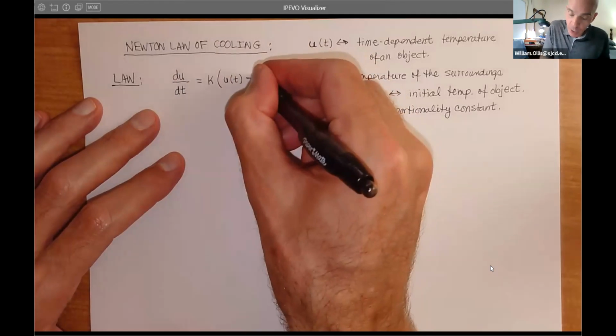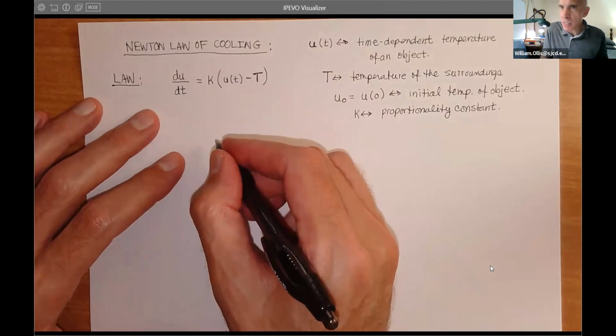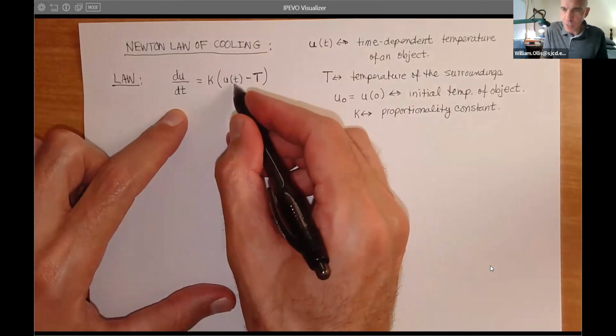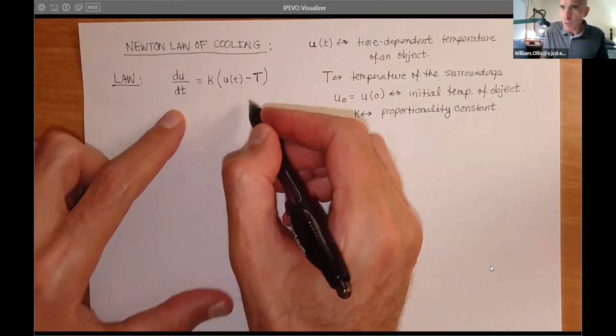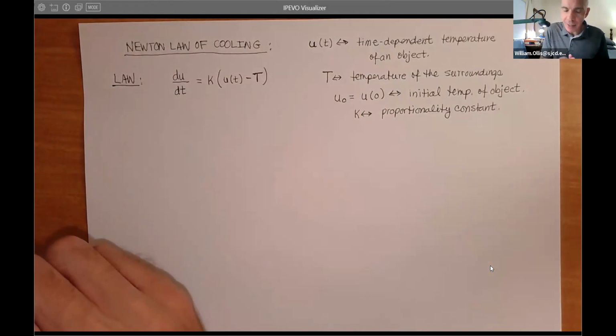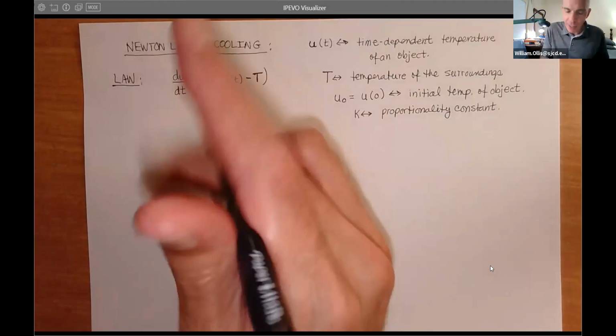Sometimes they use S for the surrounding temperature. Sometimes instead of U, they use a T. I like to use the U since the little t is for the time, and then the big T is for the temperature of the surroundings. But you can use any letters you like. It just really depends on how you feel that particular day when you write a problem.